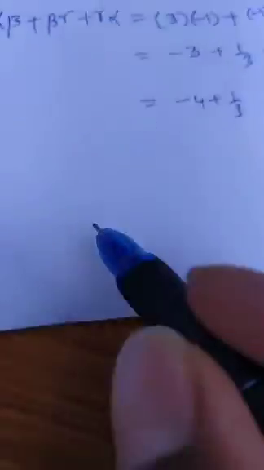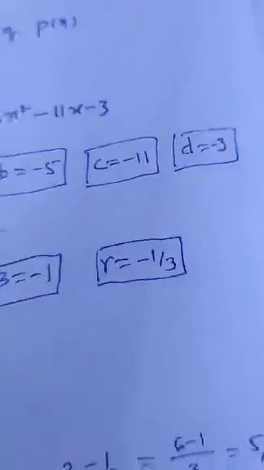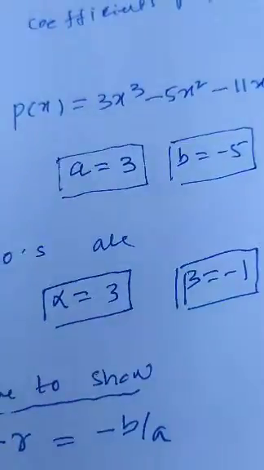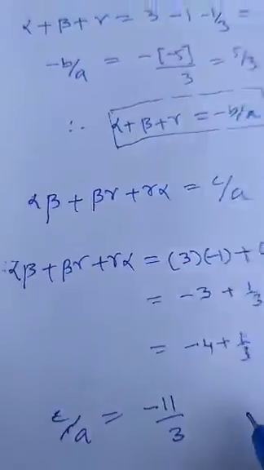Now right hand side, C by A. I will find C by A. What is C value? C value is minus 11. So I will substitute here minus 11 by A value 3. So C by A I got minus 11 by 3. Alpha beta, beta gamma, gamma alpha is also minus 11 by 3.